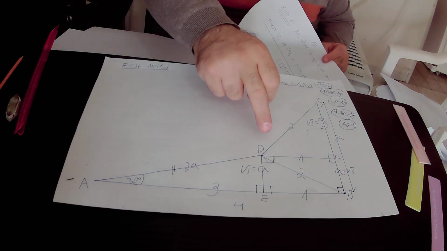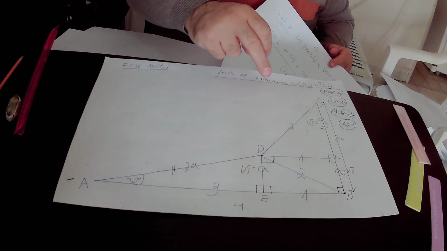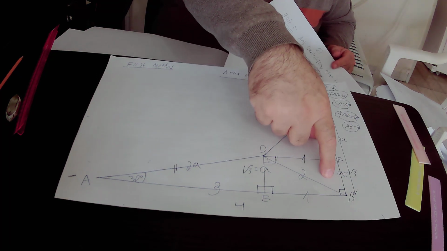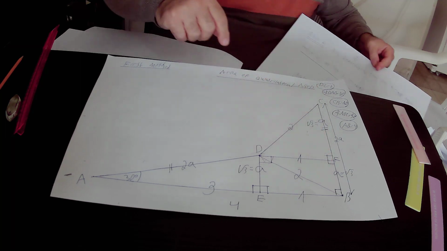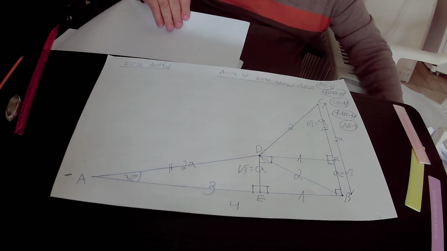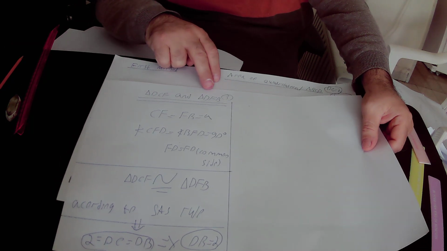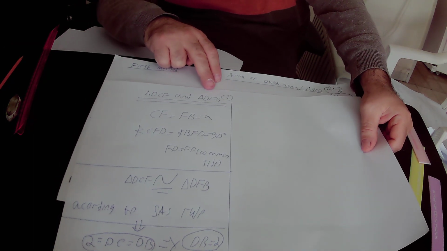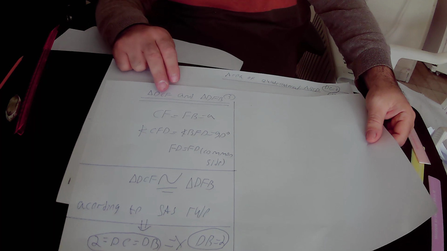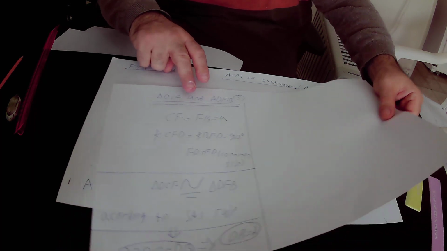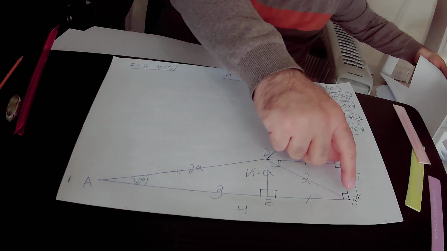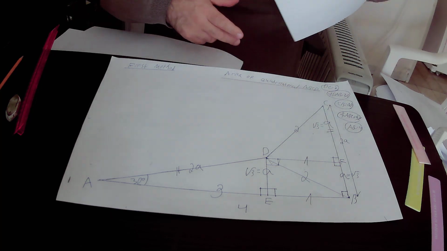Then we join points D and B by a straight line, and we prove that those 2 triangles can go into each other. We actually proved that triangle DCF can go into triangle DFB. Why can those 2 triangles go into each other? First of all, CF equals FB equals A.